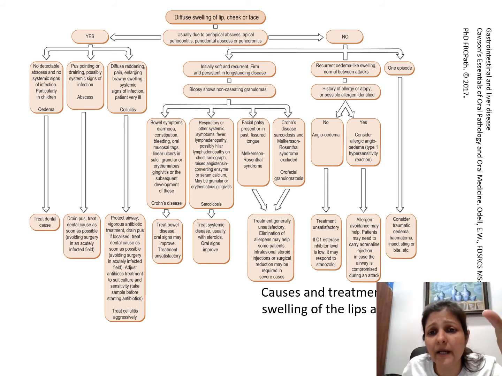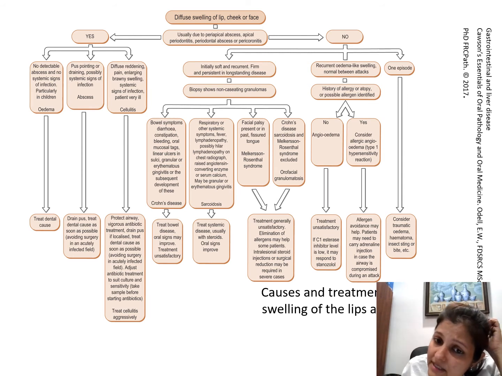So then you need to branch out into looking at whether it was only one episode, a single episode, that this sort of swelling of lips, cheek and face has happened. Then it's important to consider trauma, edema, hematoma, or an insect bite. But if it is an initial soft and recurrent swelling, very important, recurrent, that means the patient has had repeated episodes of a similar kind of swelling of lip, cheek, or face, or whether it's firm and persistent and long standing, then it's important that you take a biopsy.